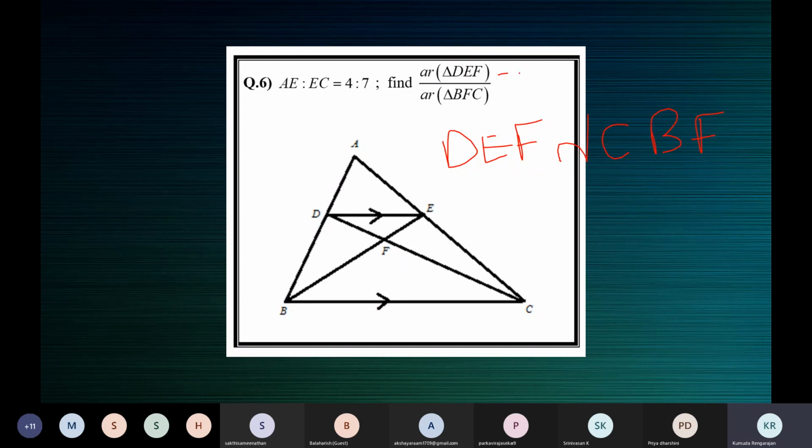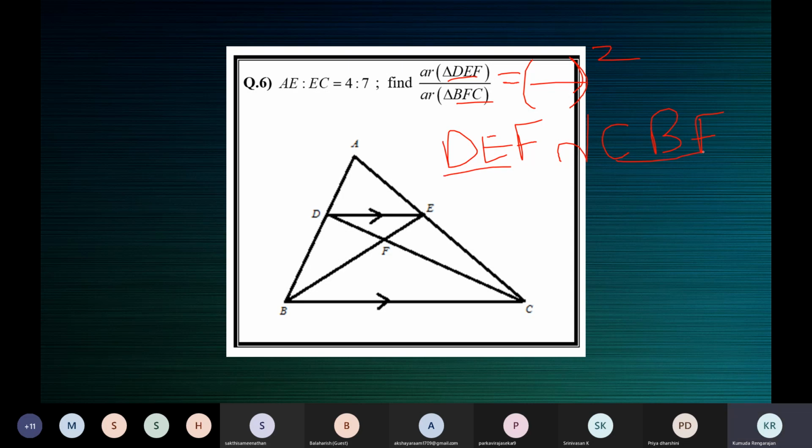The ratio of their areas, by area theorem, is equal to the square of the ratio of their corresponding sides. Don't take the corresponding sides from here, children. Don't say D by BF. This is just naming. Here they've just named the triangles. This is not the correct order after we prove they're similar. See, this is the order.